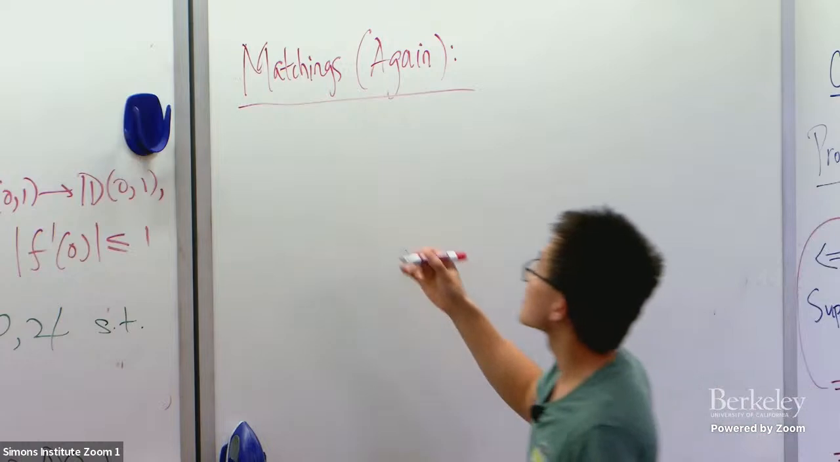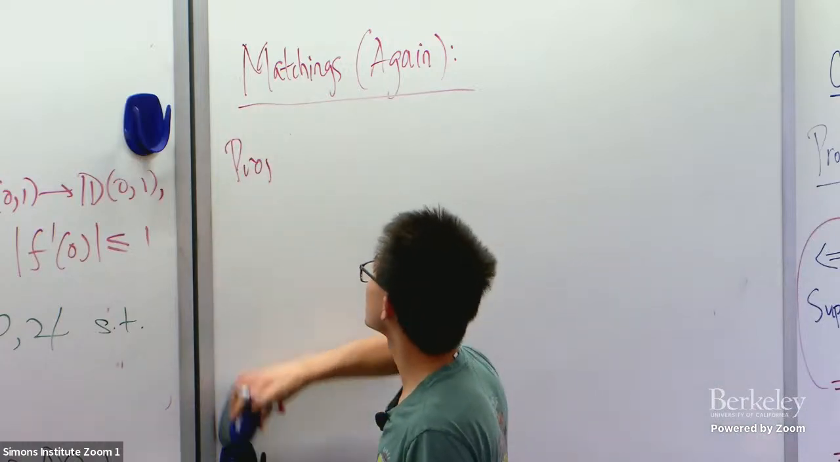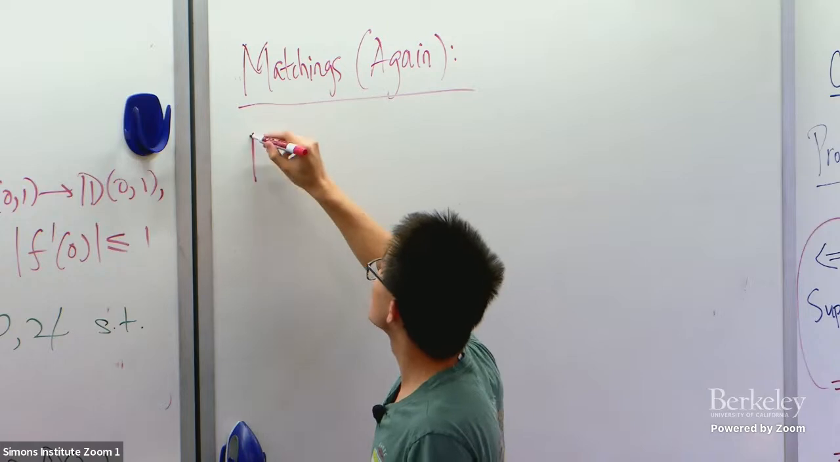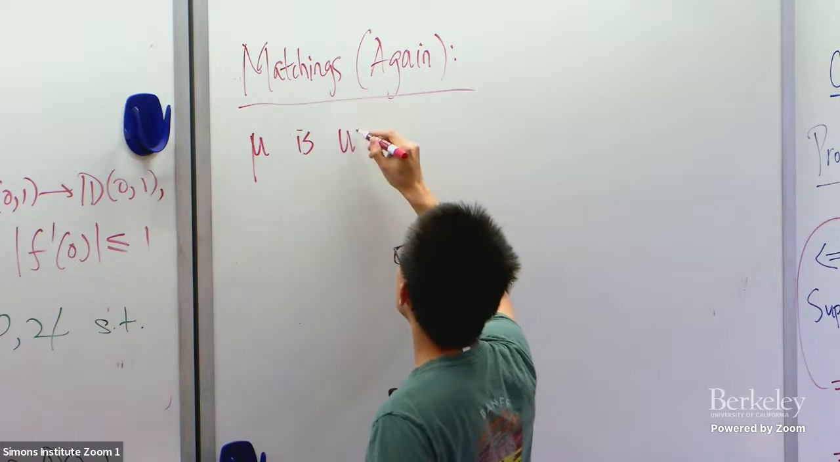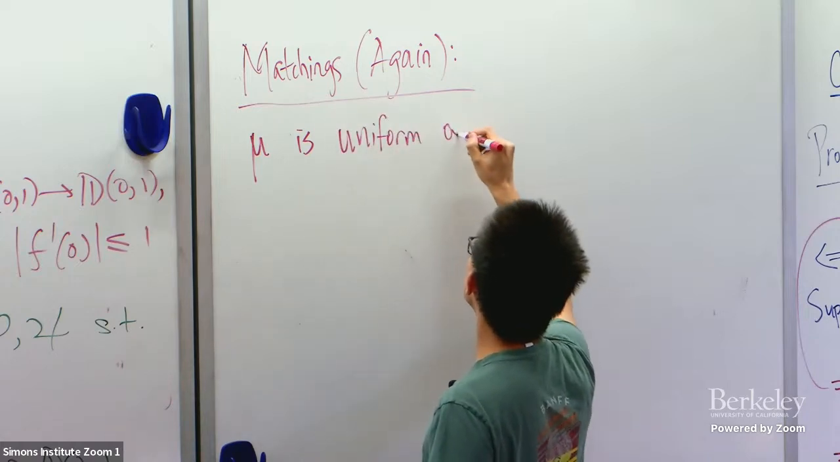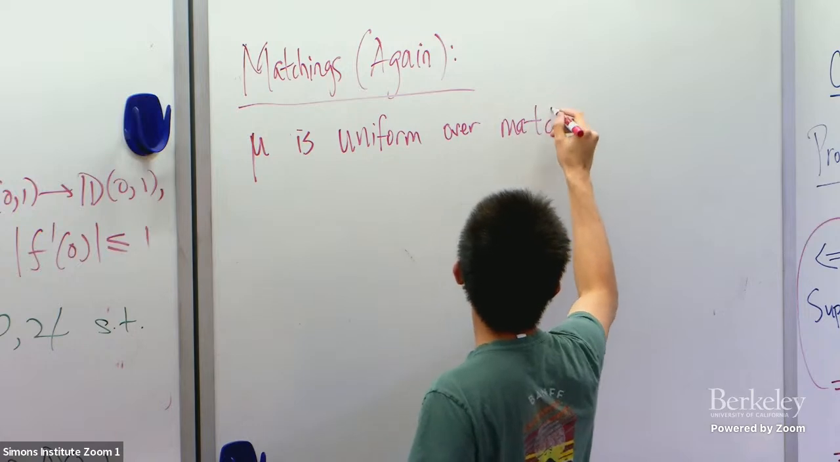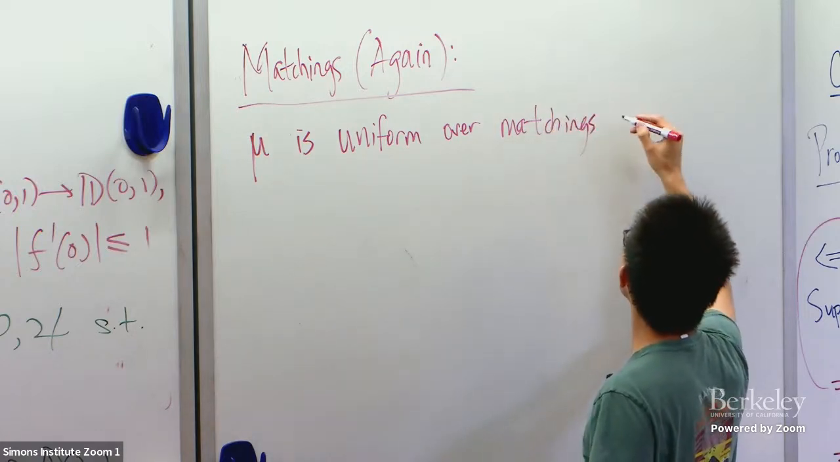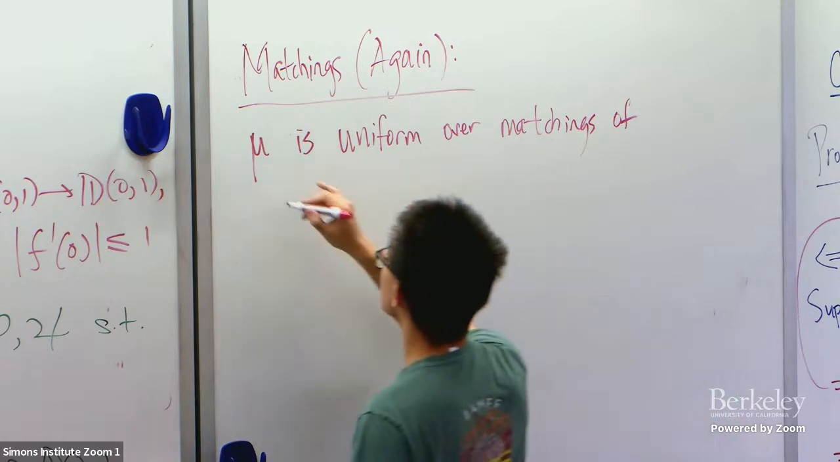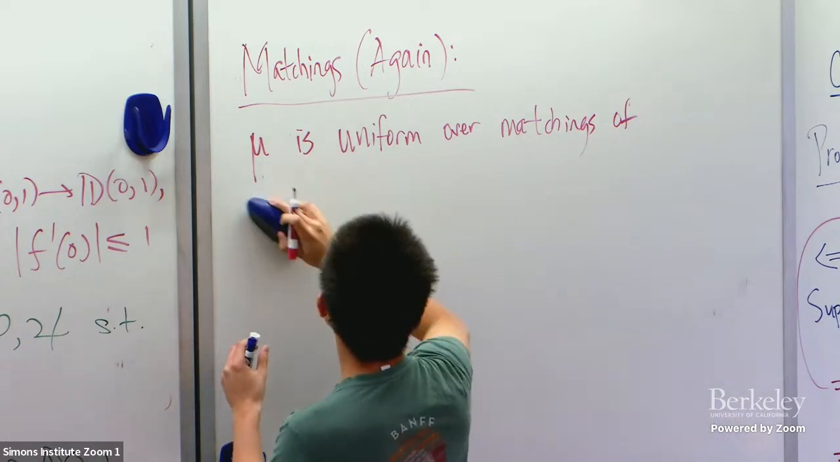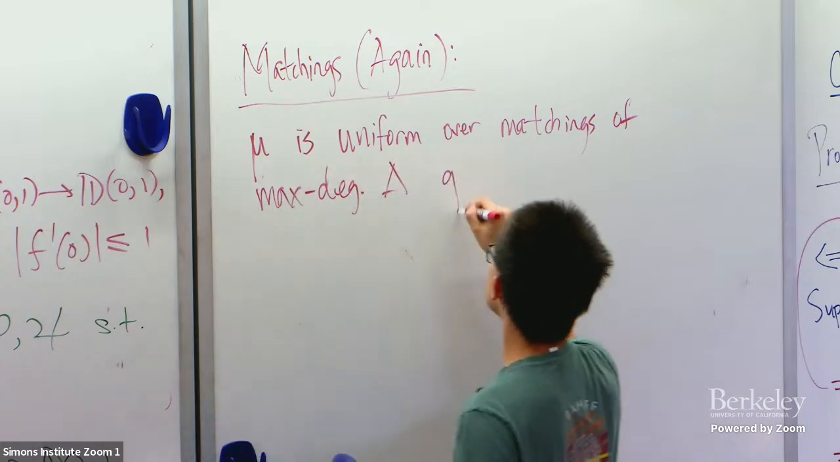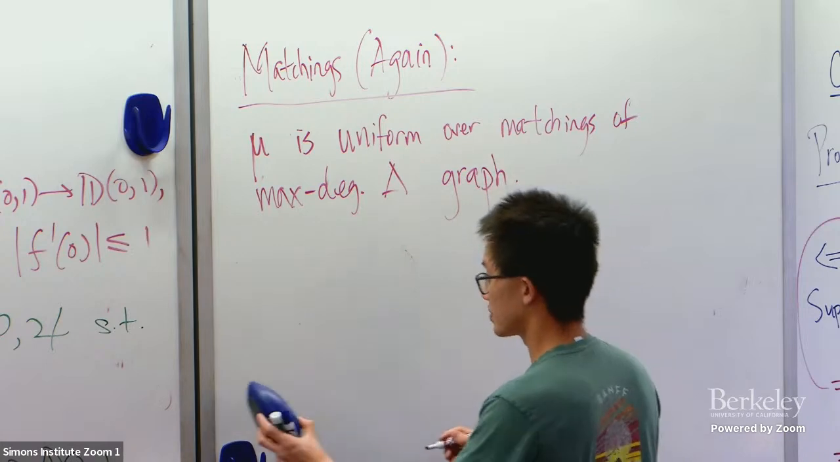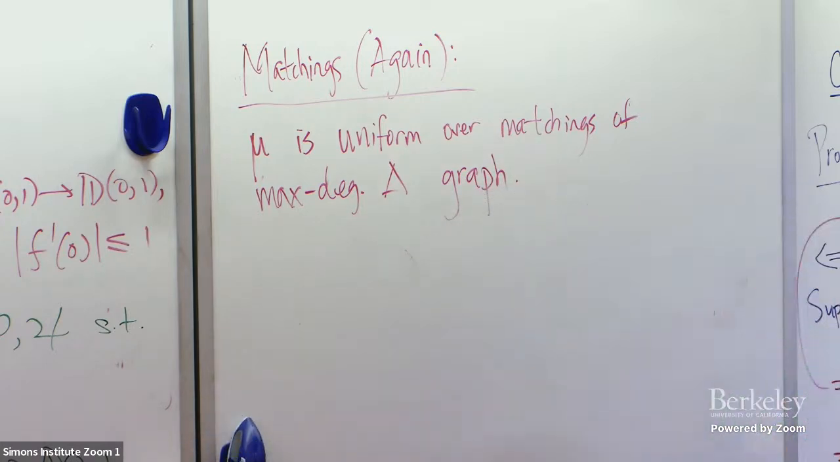Okay, so yes, of course, same again. Just to remind you, let's say mu is uniform over matchings, all matchings, not just perfect ones. Maximum degree delta graph. Through this example, I'll try to illustrate how you can establish these kinds of zero-free regions, because that's not an easy task.